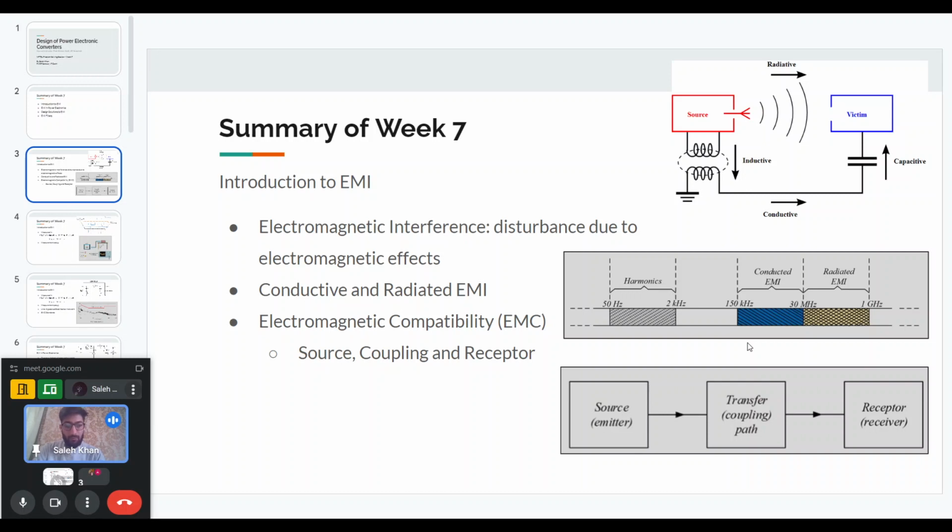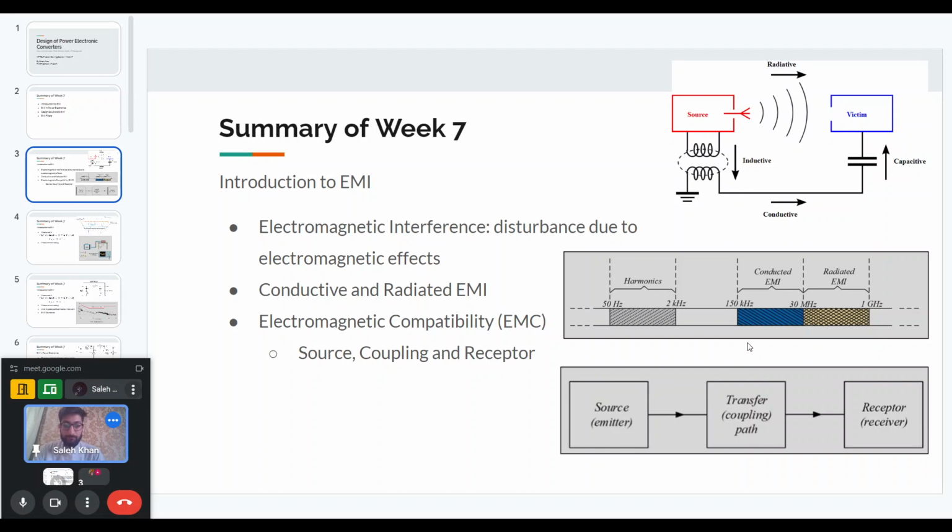And so what we want now is for our converters to have electromagnetic compatibility. That means they should satisfy the limits that are set by different standards, so that the converter should not emit more EMI than what the limit states. The standard will give a particular limit for different frequencies, and our converter should be EMC compatible with those limits.